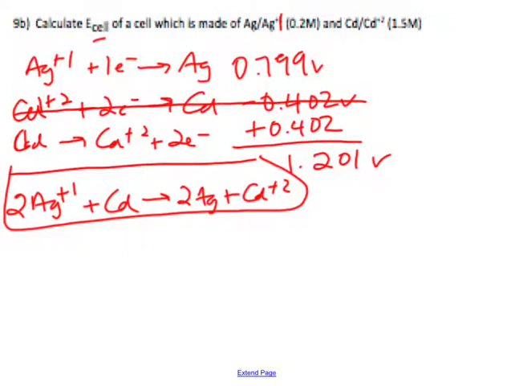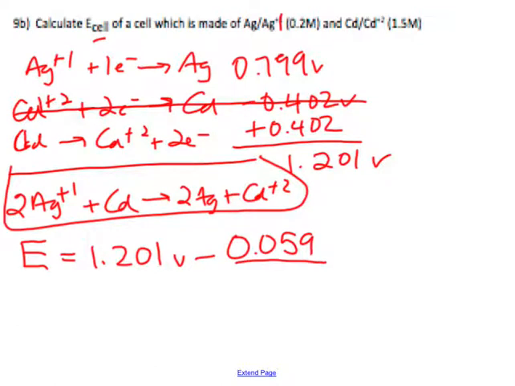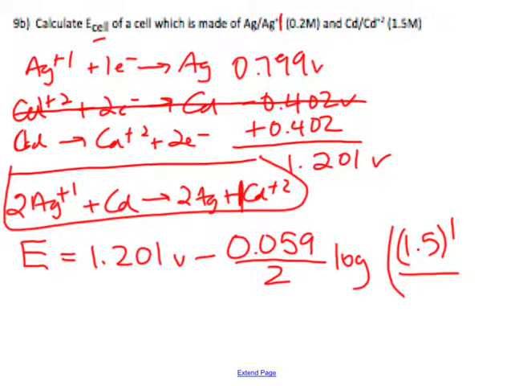Okay, so now I can plug and solve into the E cell. E is equal to my E naught of 1.201 volts minus 0.059 over n. What is my common factor of electrons? 2. It's not always 2. I know everyone we've done today has been 2, but it's not always 2. Times the log of the products. Look at the products. Which product do we have a concentration of? Cadmium ion. And what is it? 1.5, and I raise it to the 1 because there's a 1 here. Divided by which reactant do I have a concentration of? Silver, and it's 0.2, and what do I do to that?